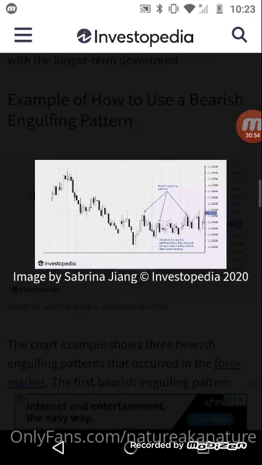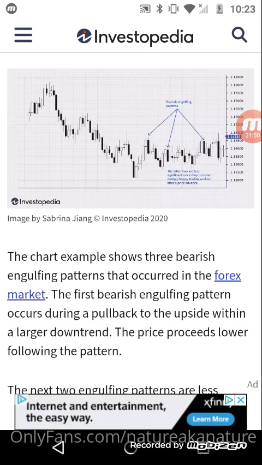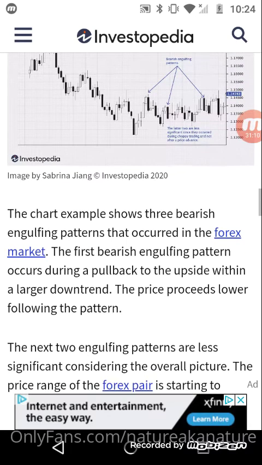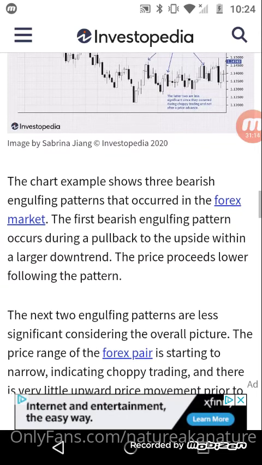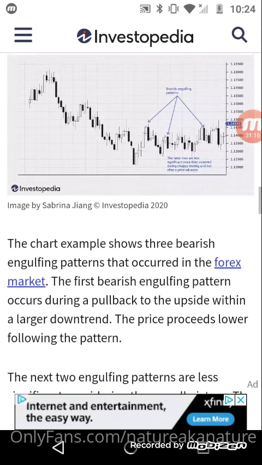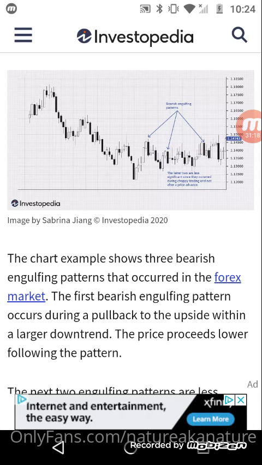Right, they're less significant. It's more like choppy. Considering that the price is ranging in a narrow range and continuing, indicating choppy trading, exactly as I just said, and there is very little upward price movement prior to the pattern forming. So a reversal pattern has little use if there is little to reverse, right? Within a range of choppy market, engulfing patterns will occur frequently but are not usually good trading signals.